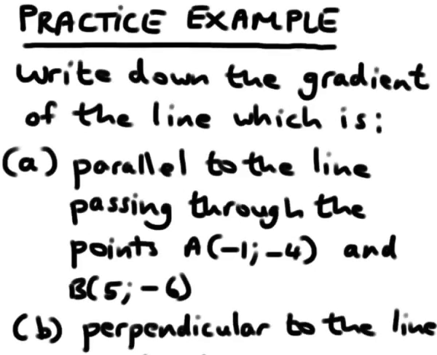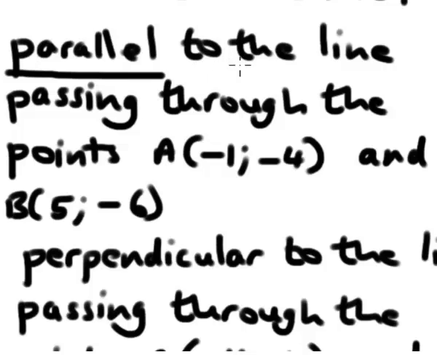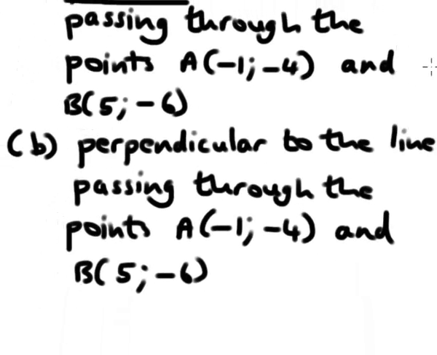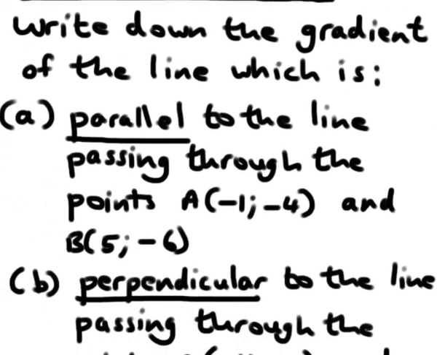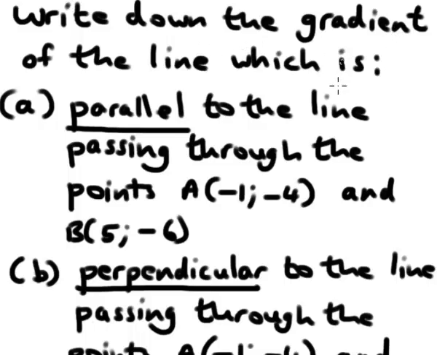Okay, here's the practice example, guys. I want you to write down the gradient of a line which is parallel to another line. So you've got a required line here: the gradient of a line which is parallel to the line passing through the points A and B. And then the other thing is to find the gradient of the line which is perpendicular to the line passing through the points A and B. Okay, so what I want you to do is try this practice example quickly. Write down the gradient of the line which is parallel.